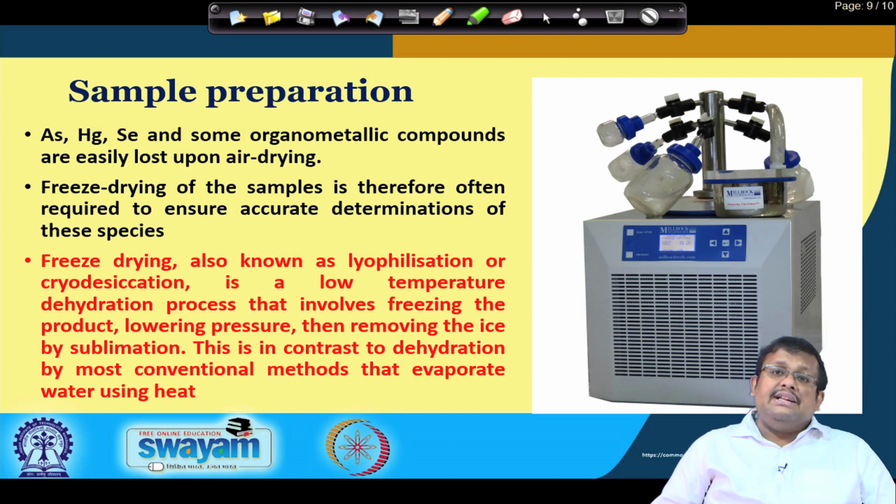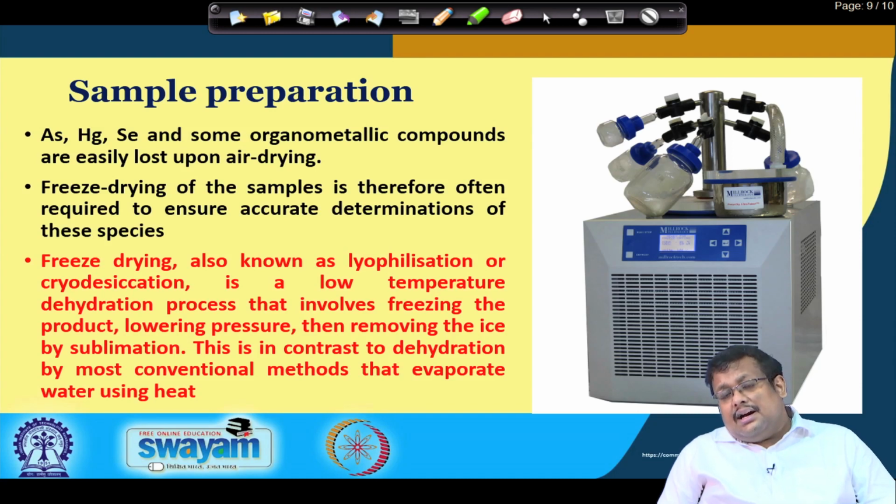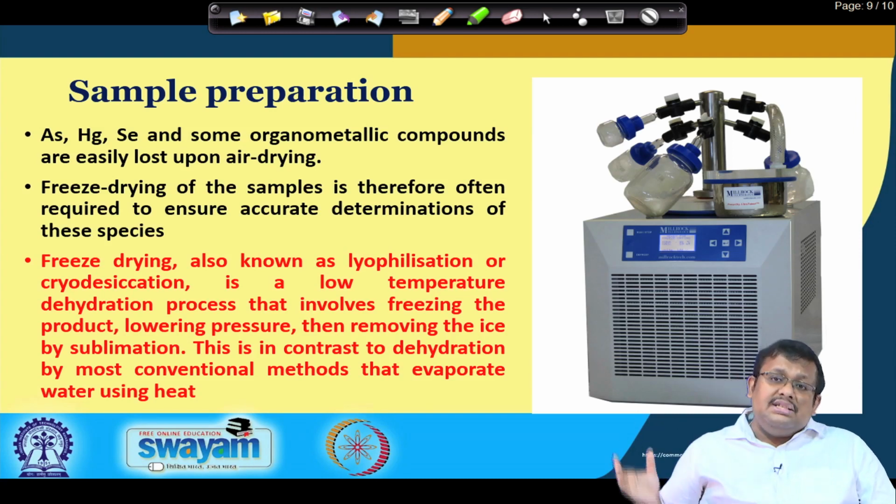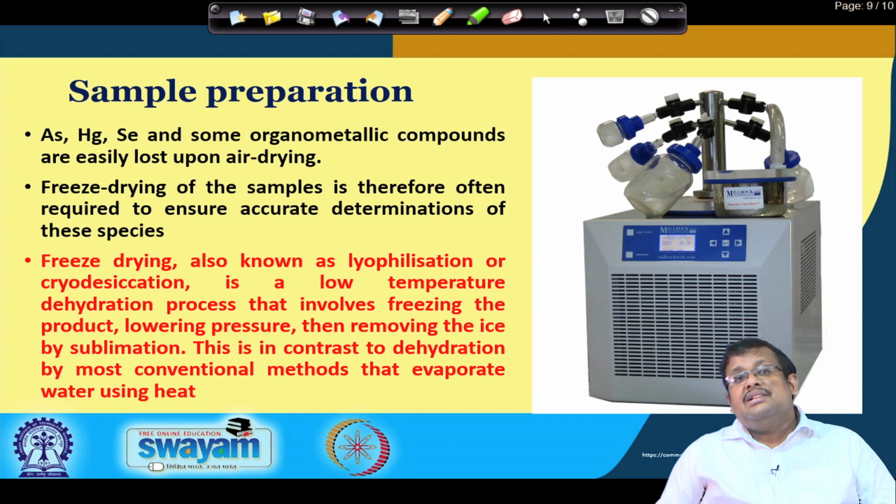So, air drying, while it is known for keeping the original chemical and biological composition intact, certain metalloids, organometallic compounds like arsenic, then mercury, selenium, are easily lost by air drying also. So, for this generally we go for the freeze drying or lyophilization process. Freeze drying of the sample is therefore often required to ensure the accurate determination of these species.